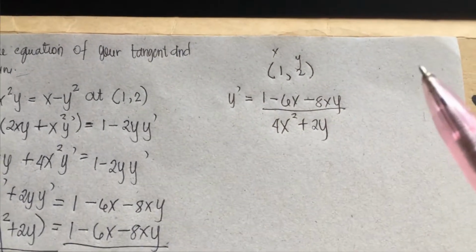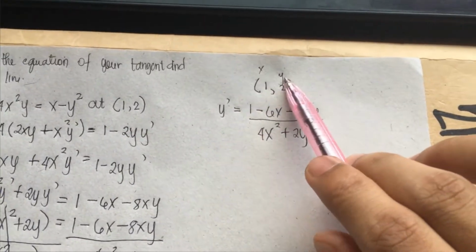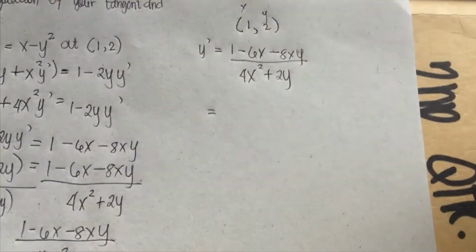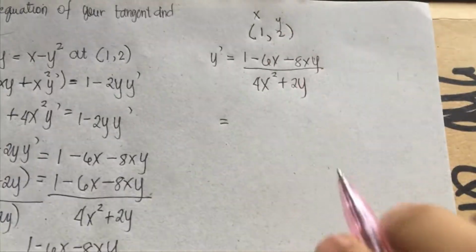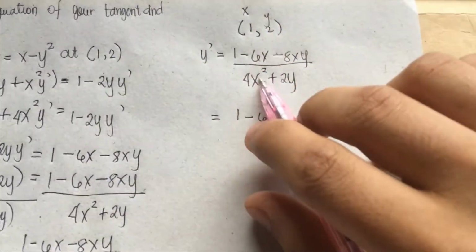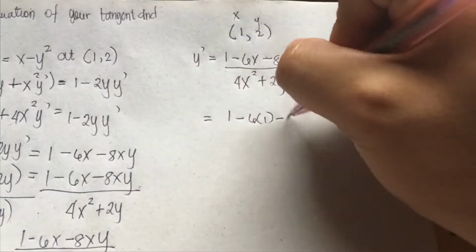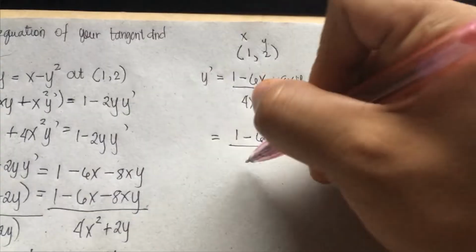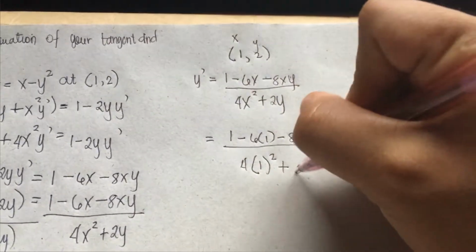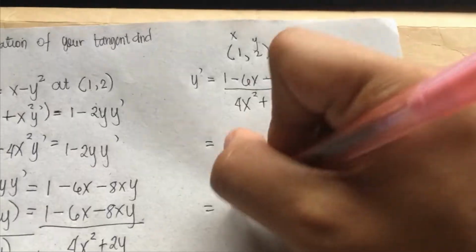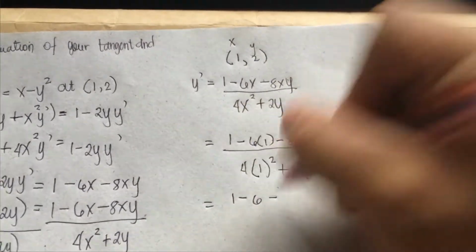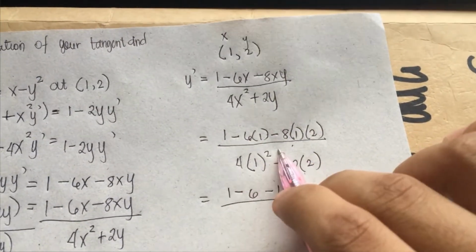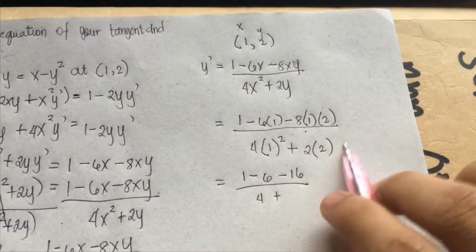You are going to substitute the value of your x, which is 1, and y, which is 2. Okay? Of course, depende sa given kung ano yung gilagay doon na point. In this problem, our x is 1. Substitute 1 minus 6 times x is 1, minus 8 times x is 1 and y is 2, over 4 times 1 squared plus 2 times 2. Simplify. 1 minus 6 times 1 is 6, minus 8 times 1 is 8 times 2 is 16, over 4 times 1 squared. 1 squared is 1 times 4 is 4, plus 2 times 2 is 4.